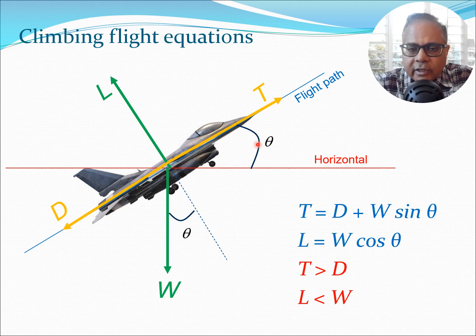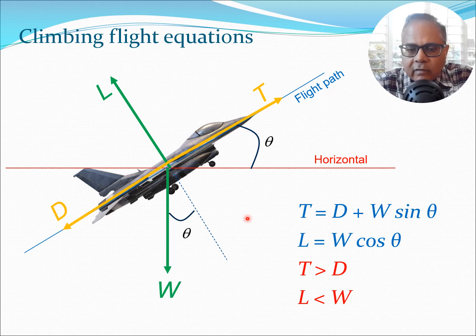So do remember that when we had the level flight condition, theta was equal to 0, so thrust was equal to drag and lift was equal to weight. Those were the simple equations which we used for our calculation of some of the power required equations and so on for steady level flight.